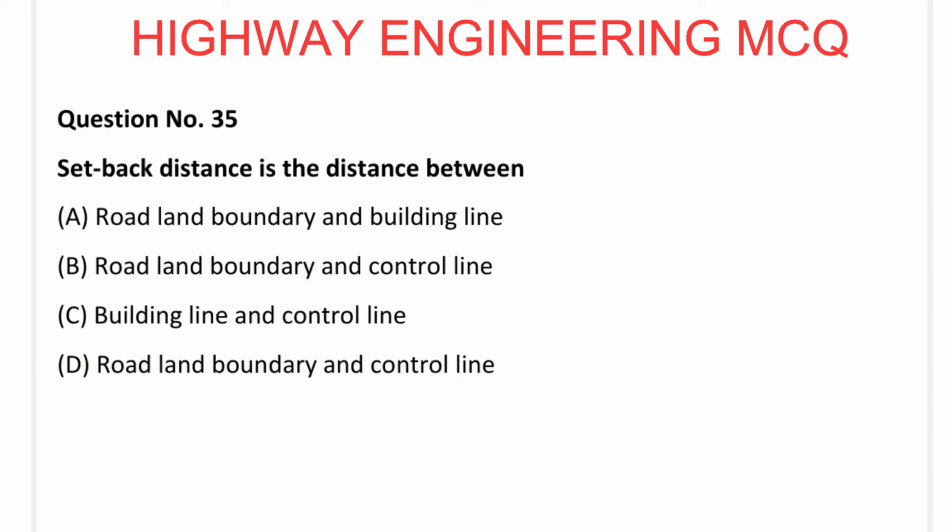So next question, setback distance is the distance between: A, road land boundary and building line; option B, road land boundary and control line; option C, building line and control line; option D, road land boundary and control line. So the correct answer is road land boundary and building line.